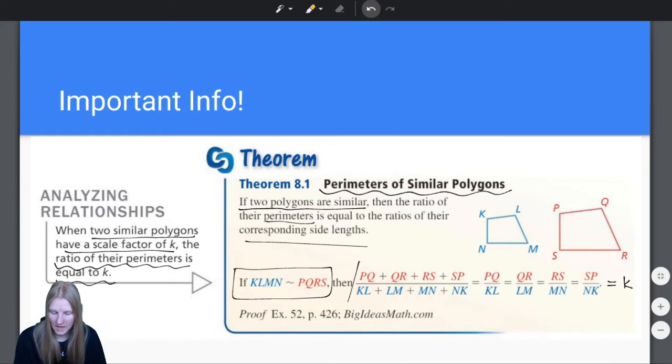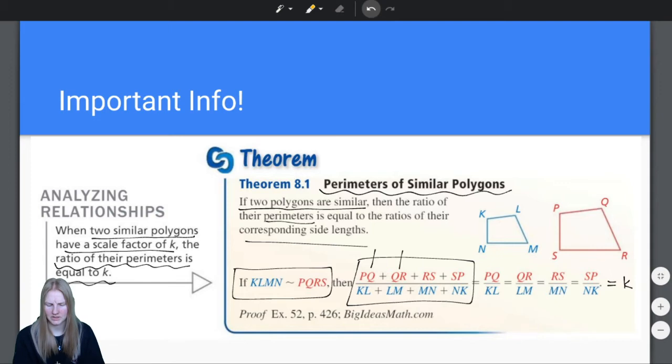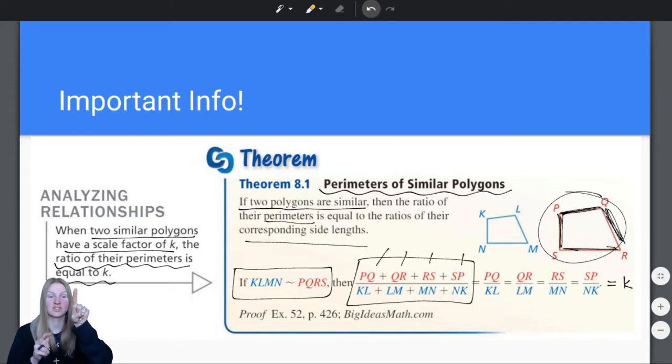I'm going to take a look at this box I just drew. What on earth is PQ plus QR plus RS plus SP? That's the perimeter of the red polygon, right? Perimeter means that I'm adding up all of the sides. So I add PQ plus QR plus RS plus SP. Remember, the perimeter is if I walk around this shape, how far am I walking? So I just add up all of the sides.